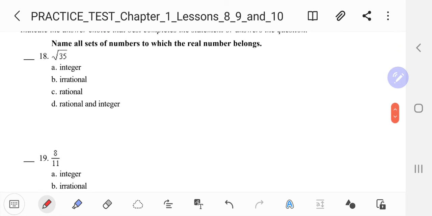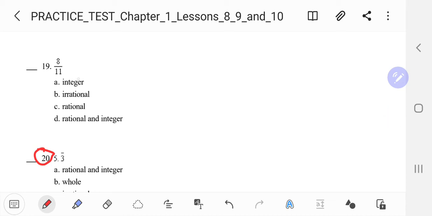Whew! Name all the sets to which this belongs. Now remember, square root of 36 would be a whole number because it equals 6. But this 35 is not one of our perfect squares, so that is going to give you one of those weird long decimals that doesn't terminate and doesn't repeat. So this is an irrational number.